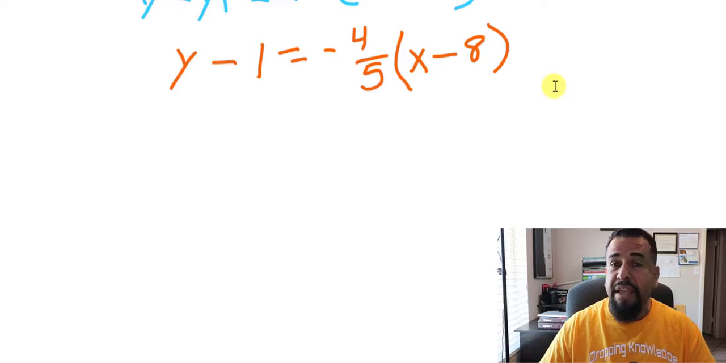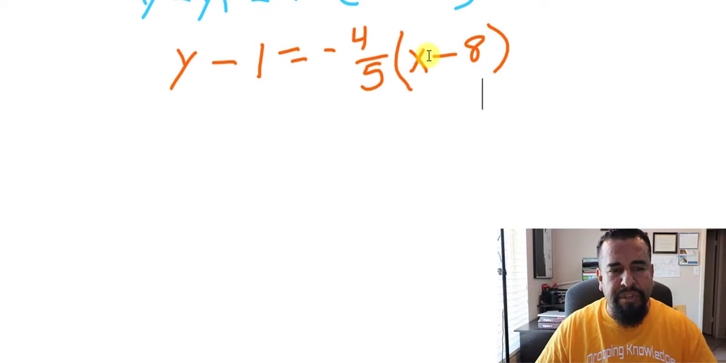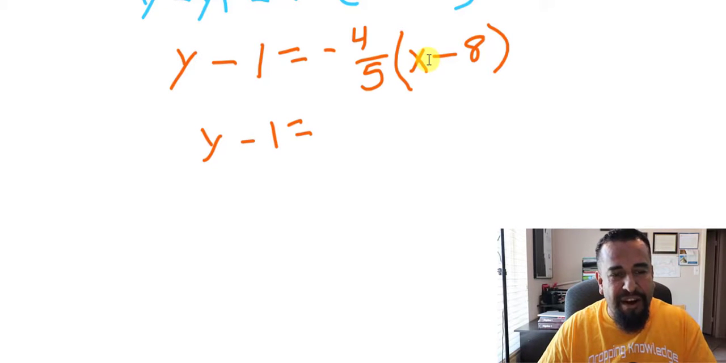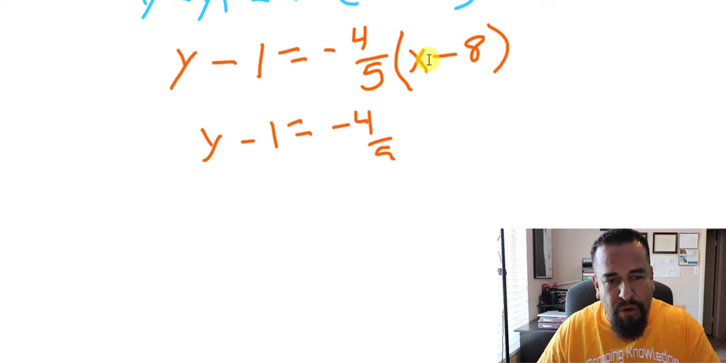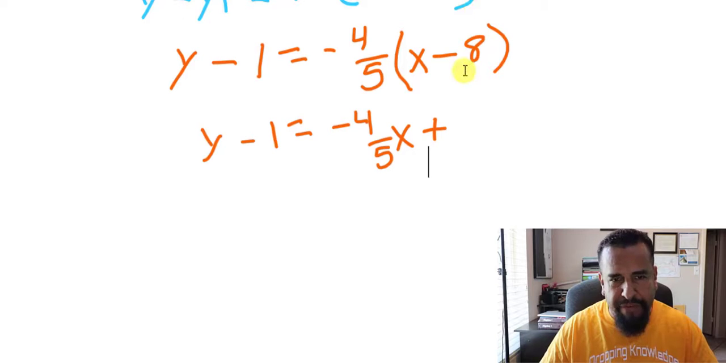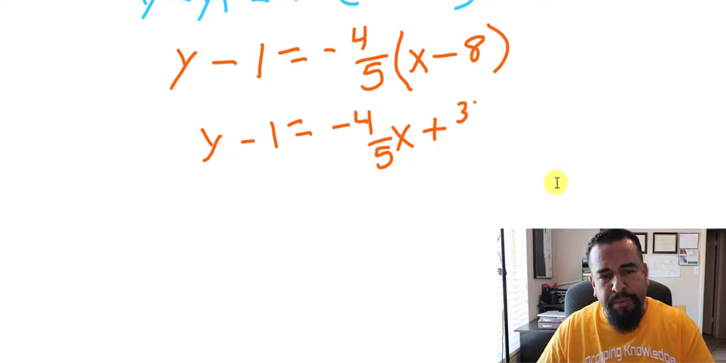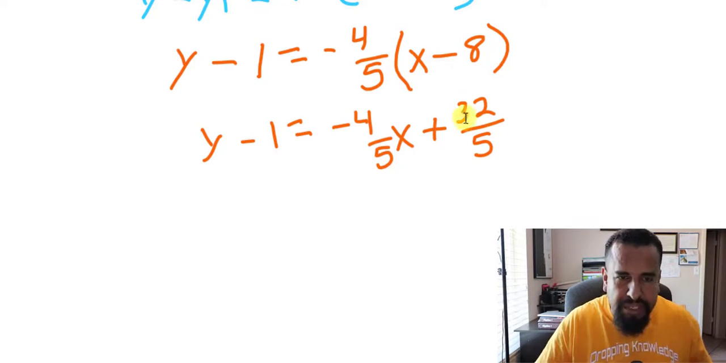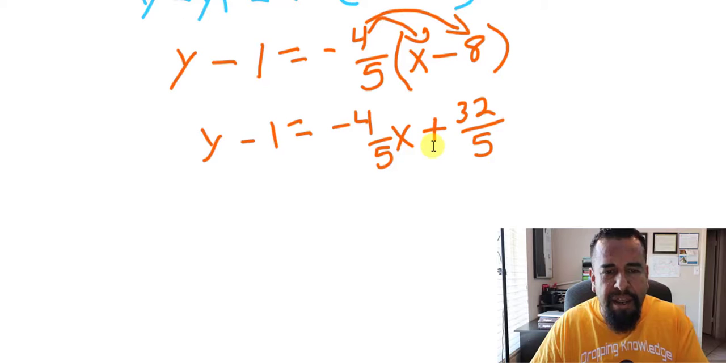So now that I have everything plugged in, now I begin to solve. The first thing I need to do is use the distributive property here. So we have y minus 1 equals negative 4 over 5x. And then it's going to be plus, because right here we're going to distribute the negative 4/5 and multiply it times a negative 8. That's going to give us a positive. So at this point we have 32 over 5, the value once we distribute, multiplying here and multiplying here.